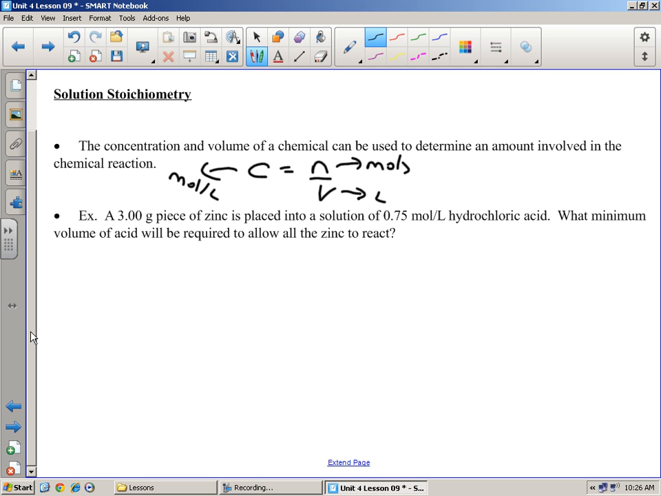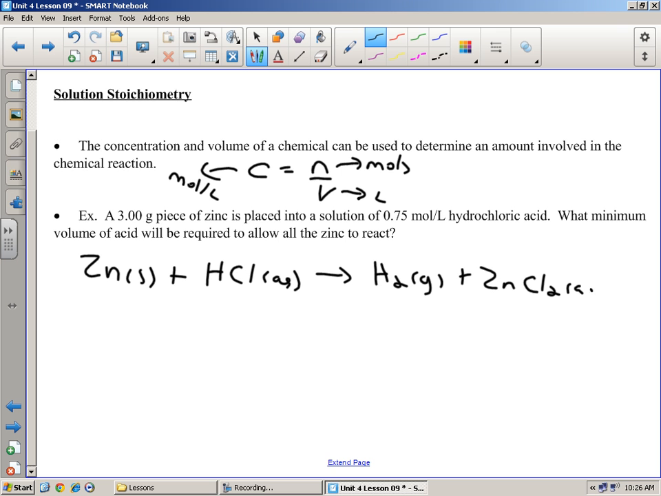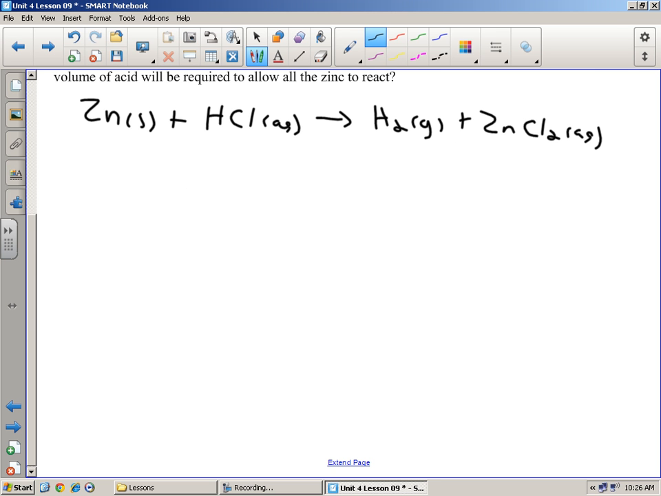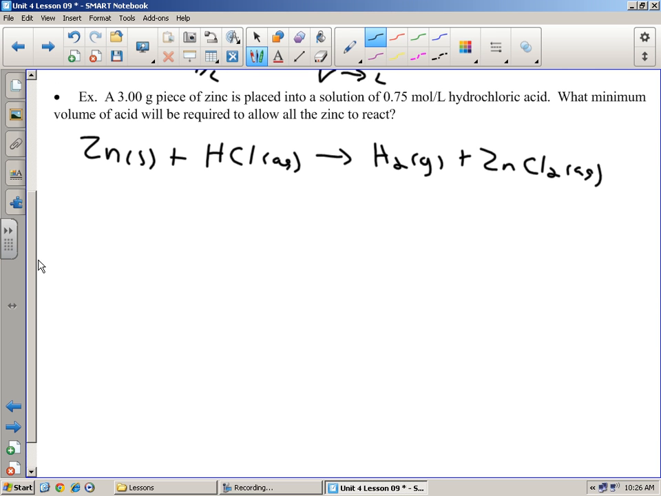All right. In this case here, we've got a 3-gram piece of zinc. It's placed into some hydrochloric acid. And of course, we will get a single replacement reaction that looks something like that. Zinc and hydrochloric acid give us hydrogen gas and zinc chloride, aqueous solution. We need to balance it, so I think a 2 here will be just fine.